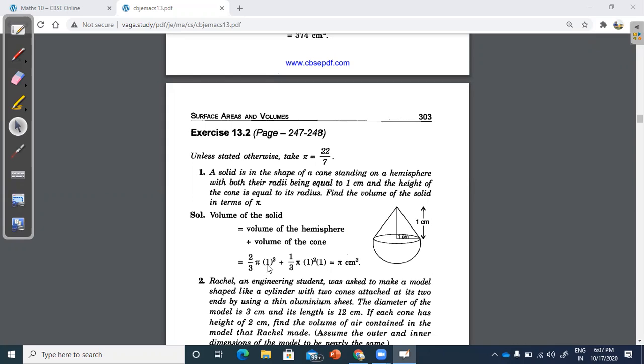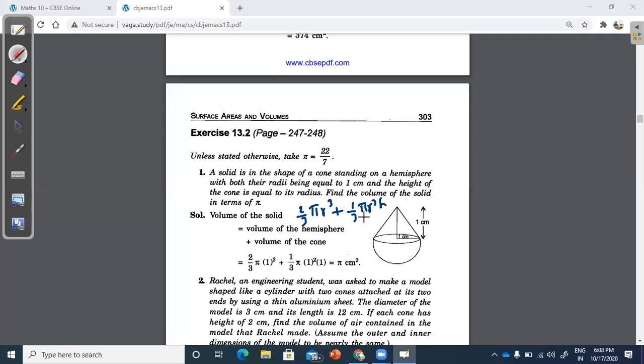So 2 by 3 pi r cube, that is the formula here, right? So 2 by 3 pi r cube will be the formula of hemisphere volume, and volume of a cone is 1 by 3 pi r square h. Okay, always write the formula, it's better. And then you will substitute the radius as 1. So we get 2 by 3 pi, because 1 into anything will be the number itself, plus 1 by 3 pi r square h. The radius and height are all 1.